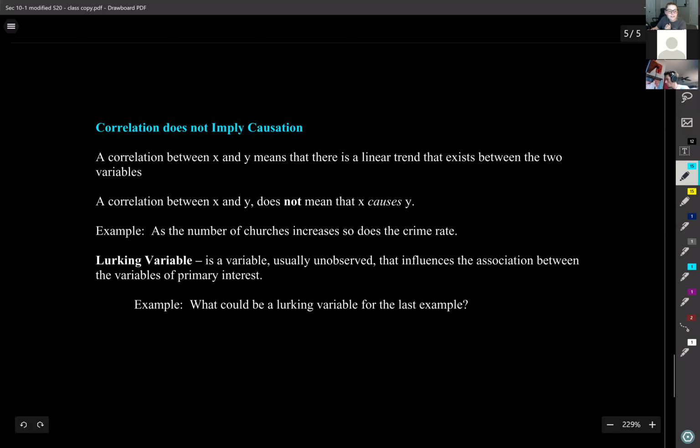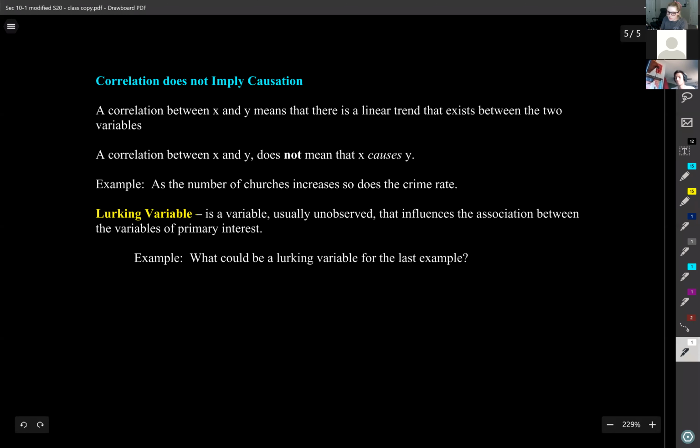Oh, perfect. Yeah, I just saw a chat. Yes, population is totally the one that I was thinking of with this example, that maybe your population as a whole is just increasing, so both of them are increasing. That's an example that you'll hear a lot. So correlation doesn't mean that one causes the other, it just means they happen to follow the same trend. So, like I said, that's a lurking variable, when something causes an association between two things. So in this example, we could just say an increase in the population.